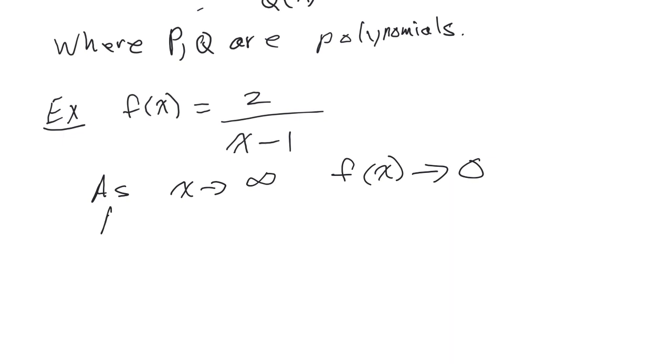As x goes to negative infinity, guess what? As x goes to negative infinity, the same thing happens. F of x goes to 0 again. But in essence, this is going to be 0 from the negative half of the x-axis. From the other one, it was from the top half of the x-axis.